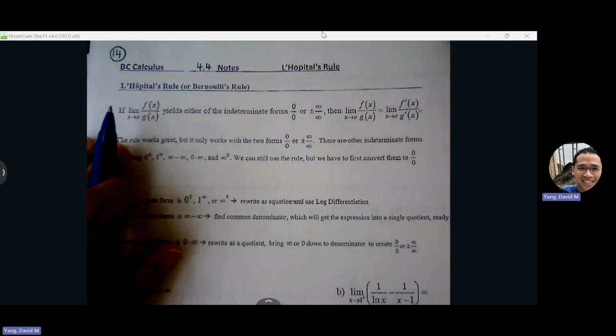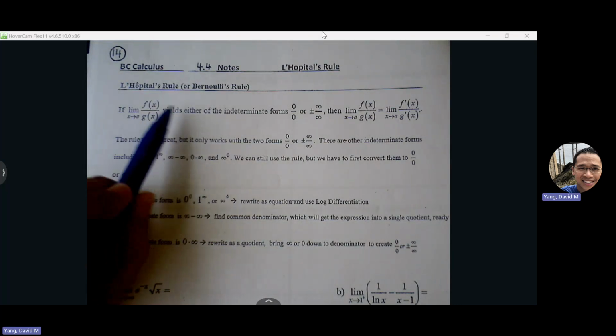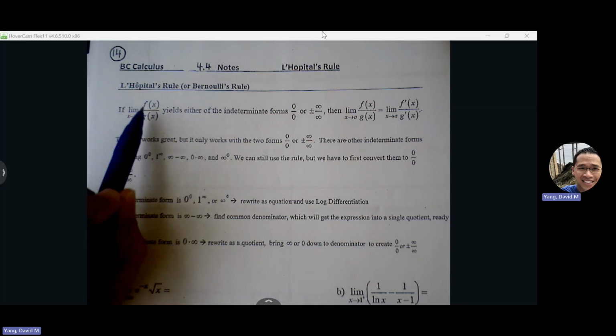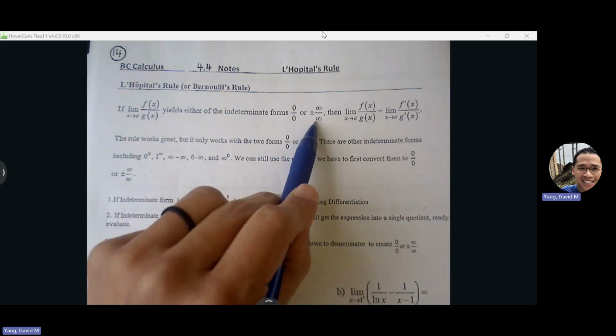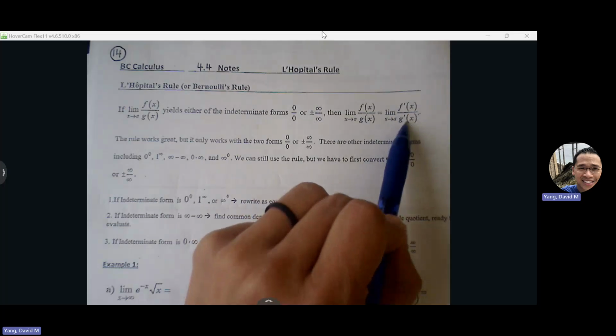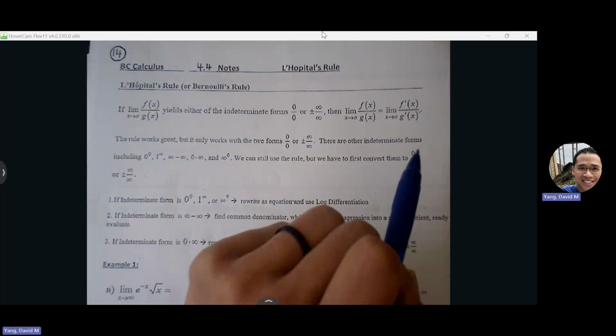Okay, page 14, L'Hopital's rule. We know that the whole point of L'Hopital's rule is involving limits. And if the limit of an expression gives us 0 over 0 or infinity over infinity, we know that gives us the green light to take the derivative of the numerator and denominator and then reevaluate the limit.